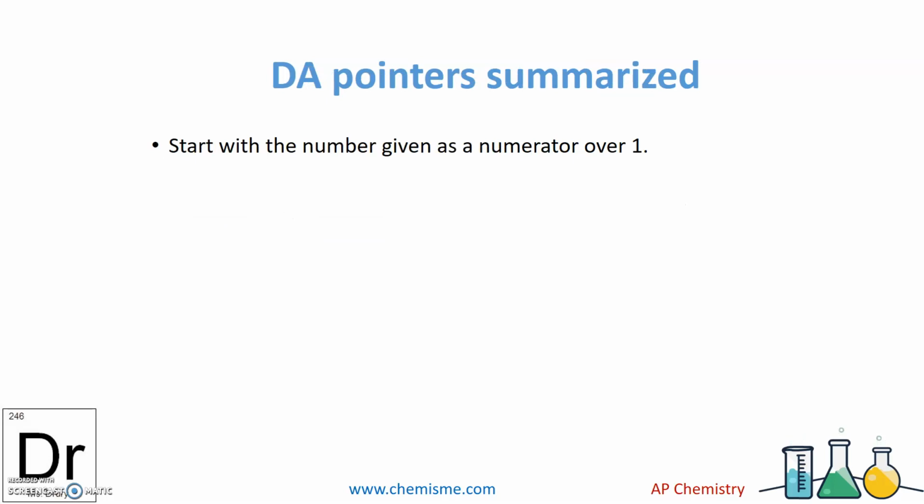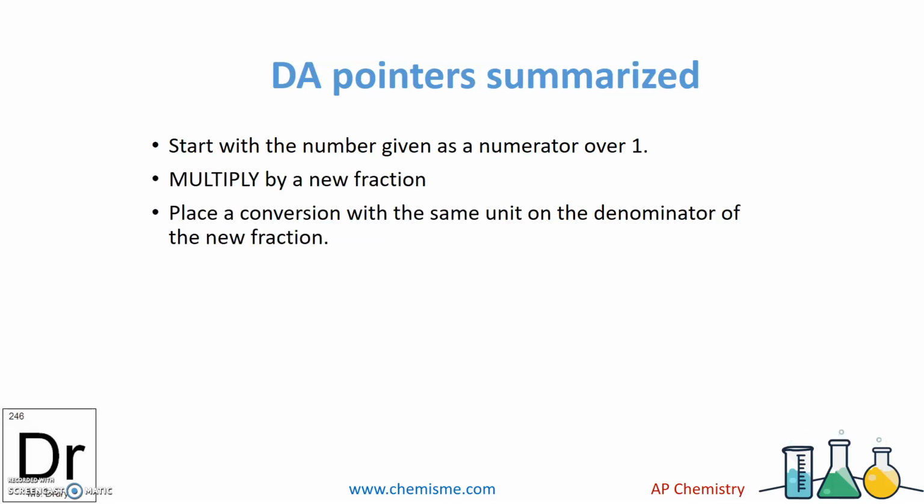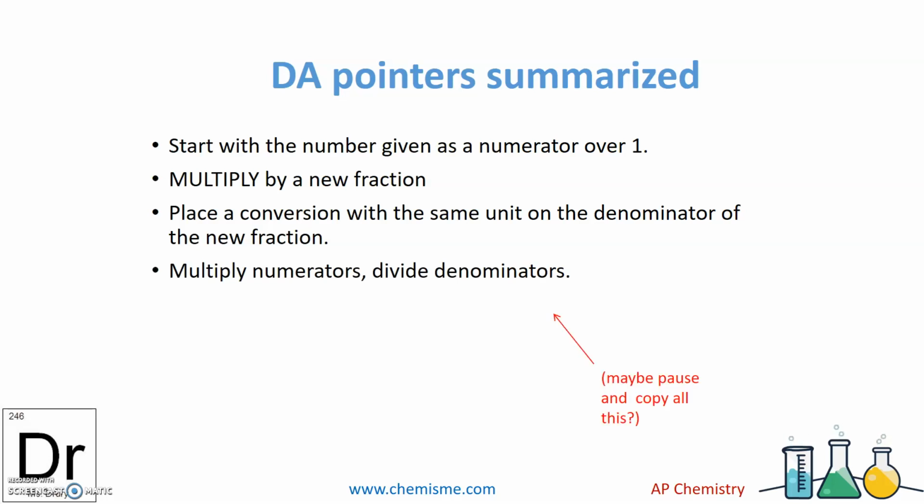So just to summarize, if you haven't written the notes already, you always start with a number over 1. You multiply by a new fraction and place a conversion factor where the denominator is the same unit as the numerator of the first fraction. You're going to multiply numerators and divide denominators. And maybe if you haven't already copied this down, you should by now.